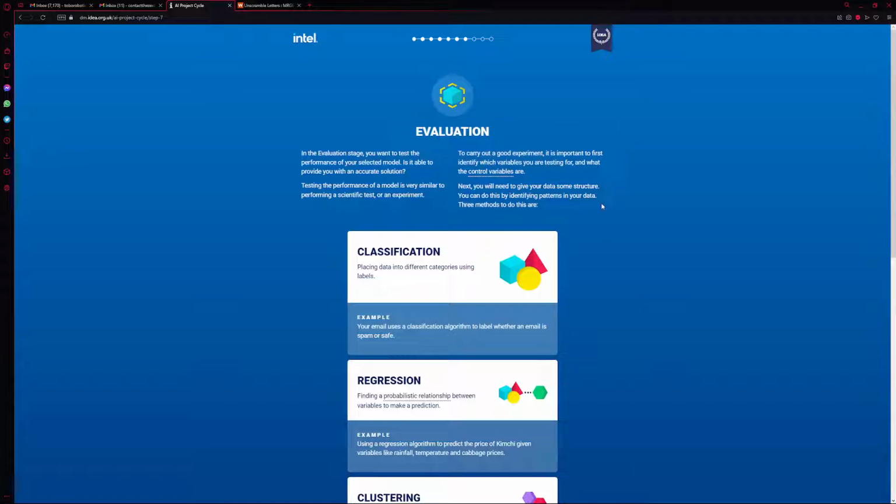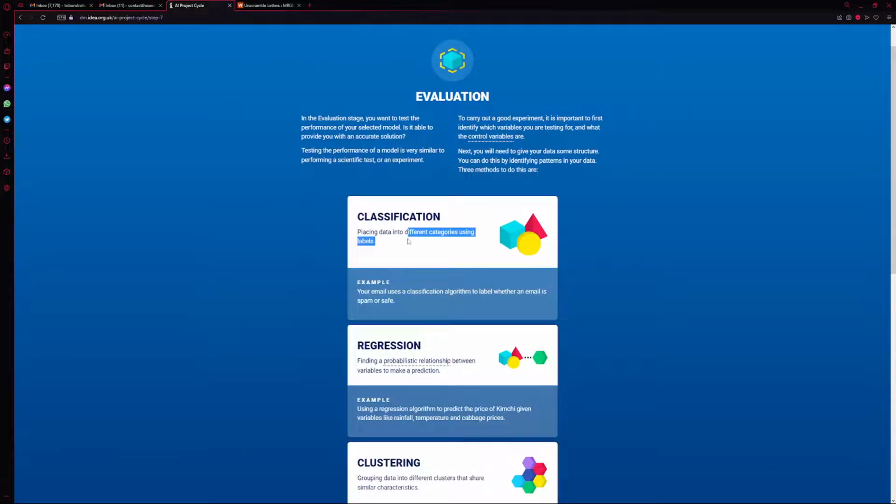Next, you will need to give your data some structure. You can do this by identifying patterns in your data. Three methods to do this are classification, placing data into different categories using labels. Example, your email uses a classification algorithm to label whether an email is spam or safe.